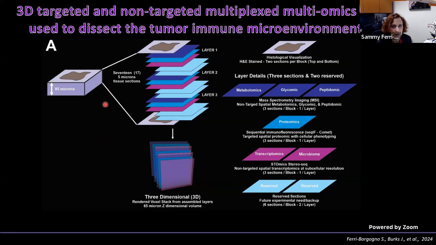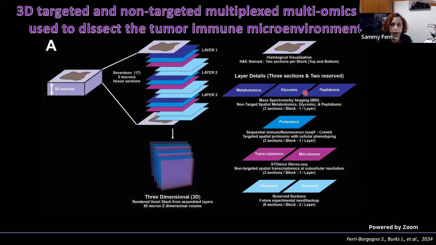So we utilized FFPE tissue sections, and in particular, we utilized 17 5-micron tissue sections that basically correspond to an 85 micron tissue block. For the first and the last section, we performed H&E staining, the top and the bottom. And then as you can see, there are 3 layers that are separated by these light blue slides. These light blue slides were reserved sections for future experiments and validation, while each of these layers is composed of 3 different sections. And these are the details.